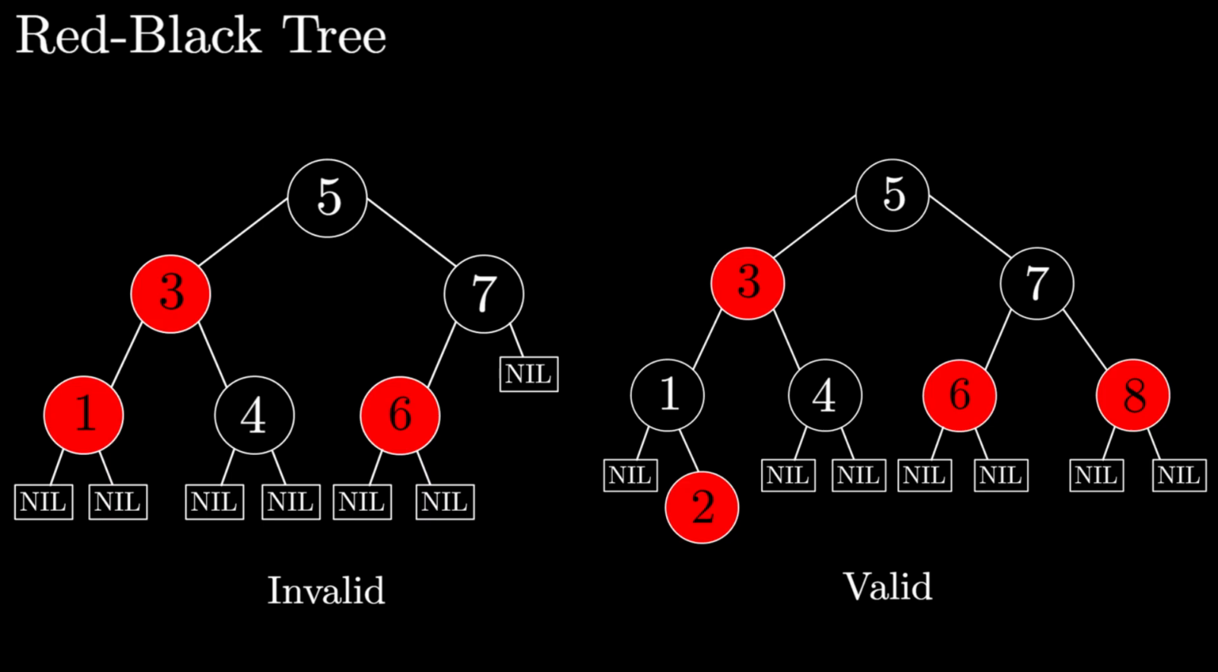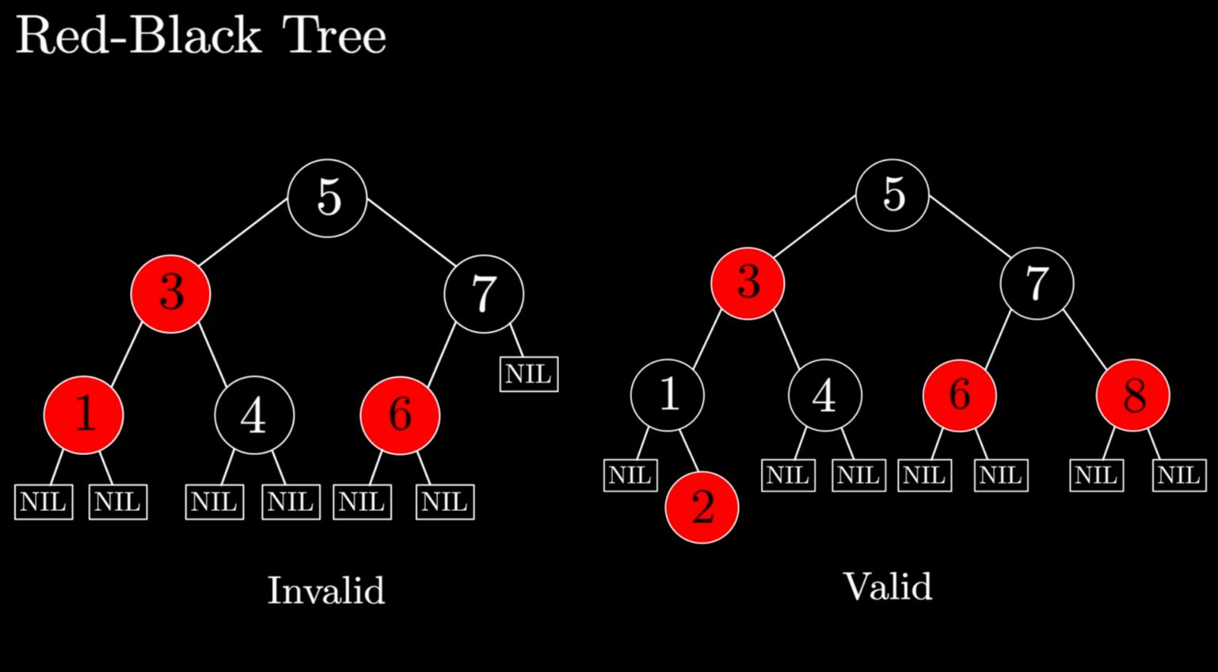For example, the tree on the right is a valid red-black tree as it satisfies all of these properties, whereas the tree on the left is not because node 3 is a red node with a red child, and the black property is not satisfied as well.